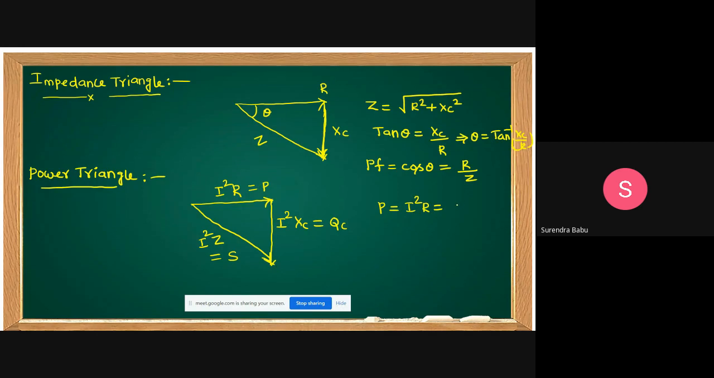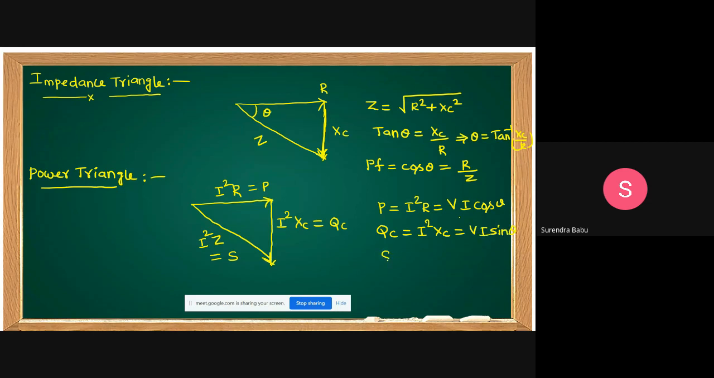This is the active power, which is also written as VI cos theta, that is, VRMS into IRMS into cos theta. All these are RMS values. And then the capacitive reactive power is I square into XC, which you can also write as VI into sin theta. Yes, friends.